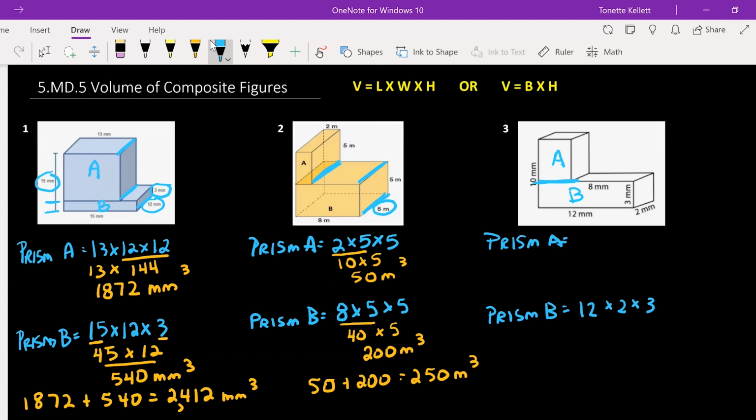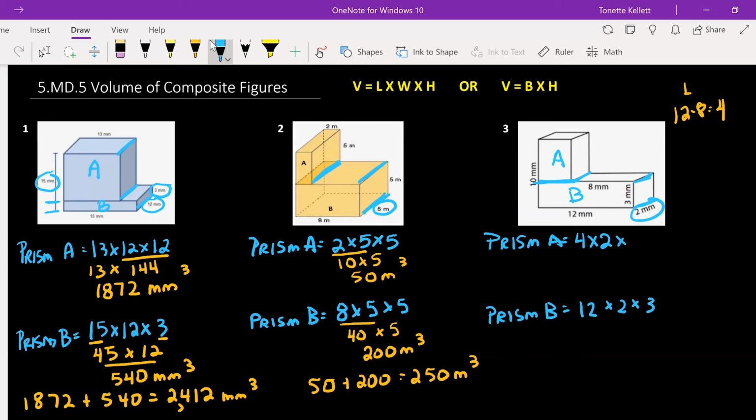Prism A does not give you the length. The length for the whole figure is a 12. And for this piece is 8. So if we want just this piece, we would have to do 12 minus 8 would be the length. 12 minus 8 is 4. So I'm going to write 4 here for the length.